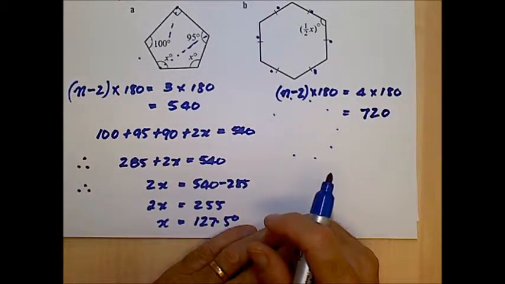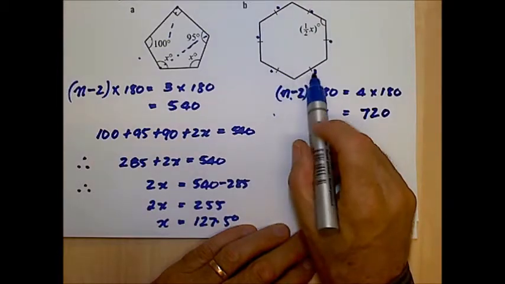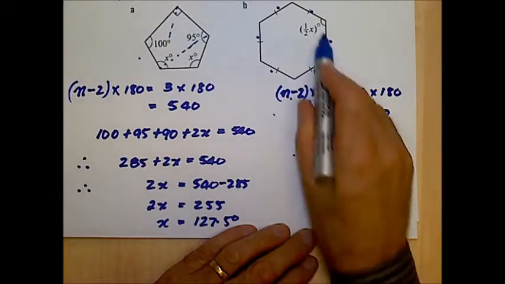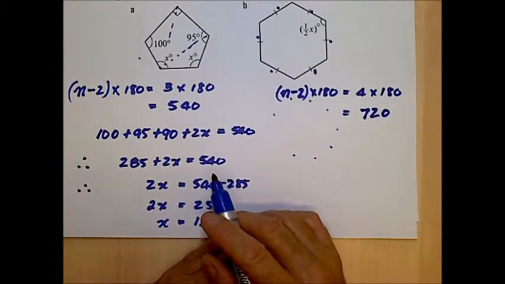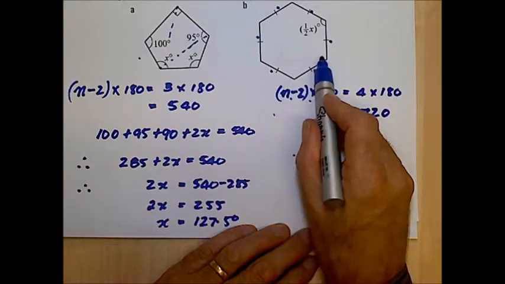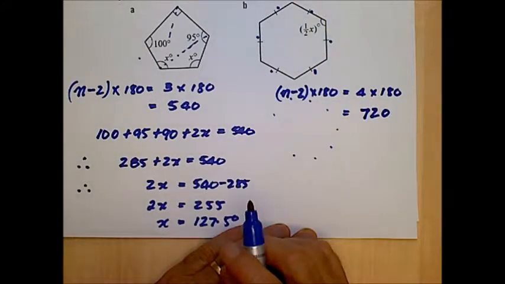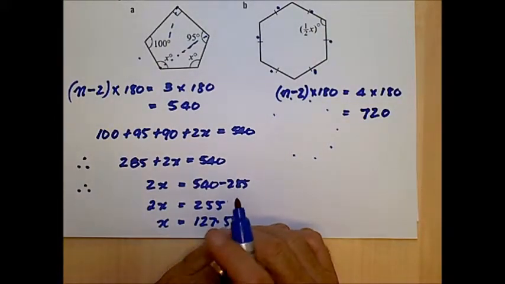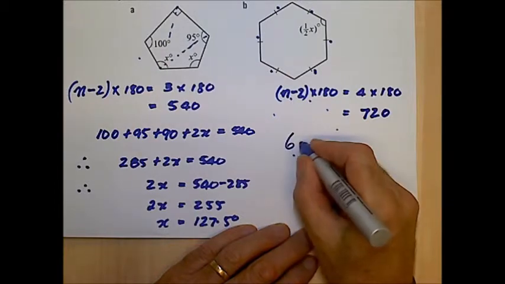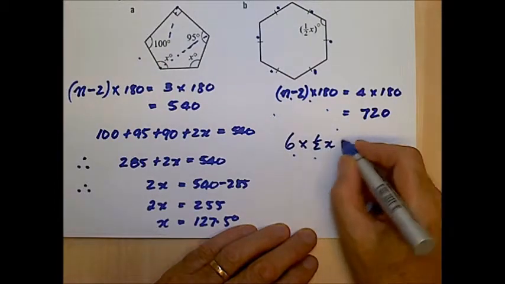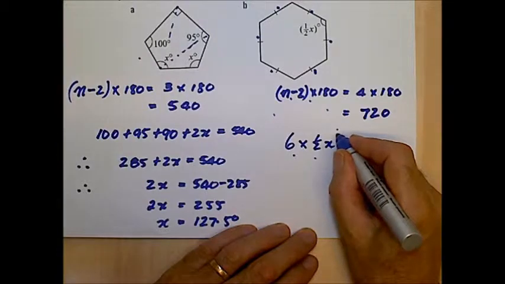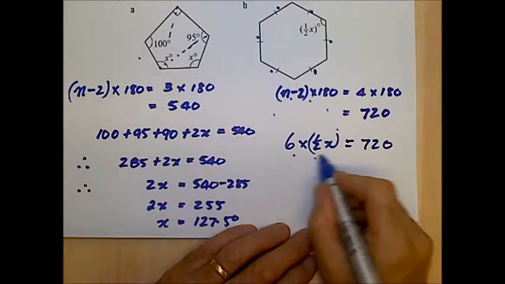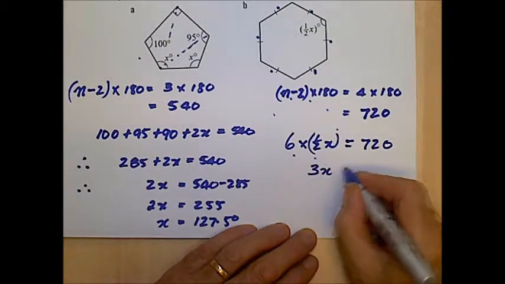Now we're told that it's a regular hexagon because each of the sides is equal. If each of the sides of my polygon is equal, it's a regular polygon, in which case all of the angles on the inside are going to be equal as well. We're told that this angle here is half of whatever the number x is. So we're going to have 6 times a half of x, and that's going to have to add up to 720. Now 6 times half of x is going to be equal to 3x.